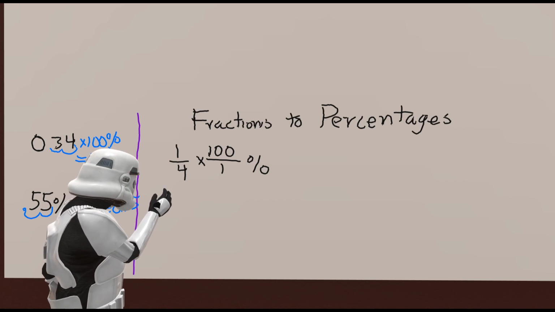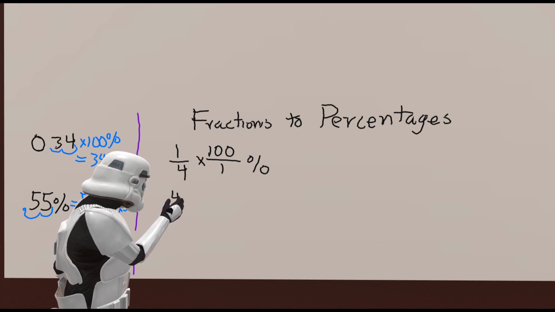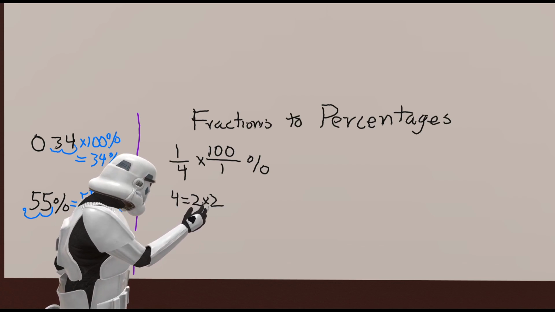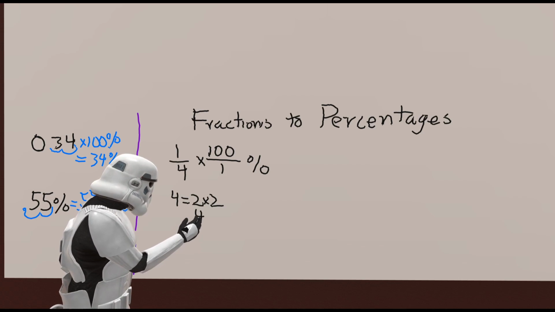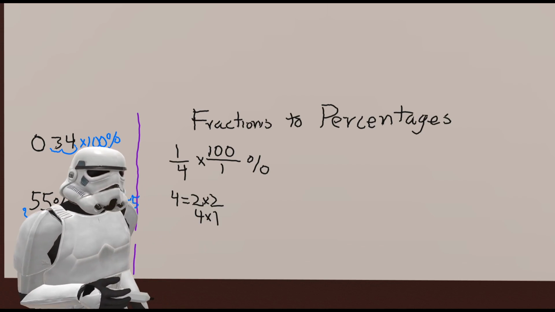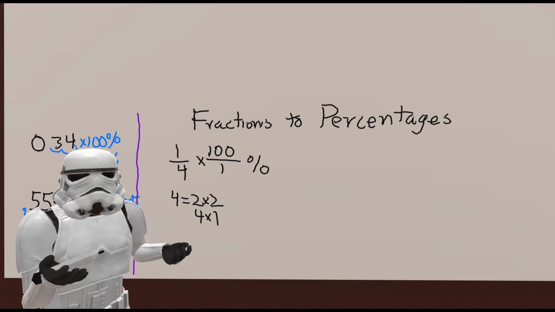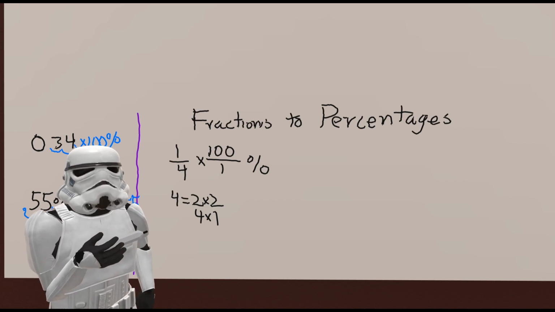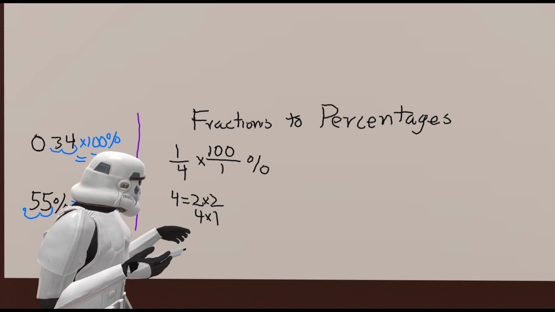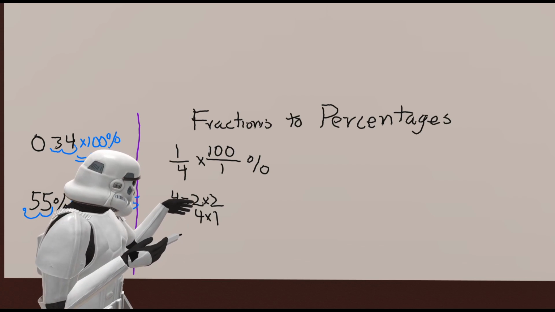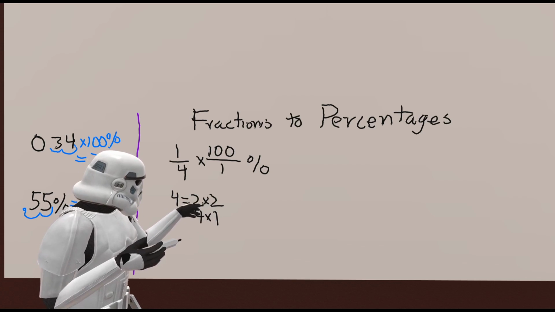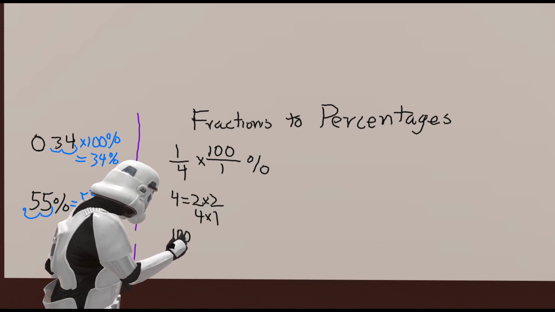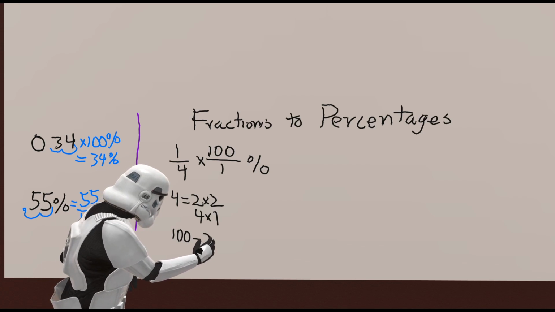So the common factors of 4, or the factor pairs, would be 2 times 2 and 4 times 1. Now, we can look for some factor pairs of 100. Now, 100 has a fair few factor pairs. 4 doesn't. So what we're going to do is we're just going to focus on these numbers here. So 100 could be 2 times 50.